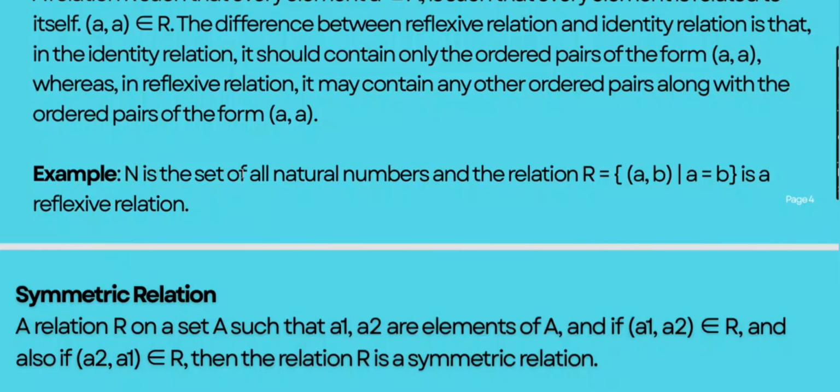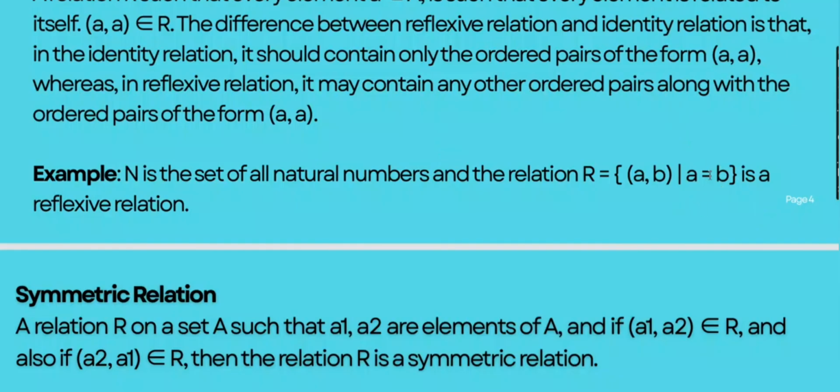N is the set of all natural numbers, and a relation is given as (a, b), where a may be any value such that a is equal to b. It is a reflexive relation. How can you prove this? What is called a natural number? A natural number is nothing but 1, 2, 3, 4, 5, 6, etc. All these are called natural numbers. So how can we make this statement true?